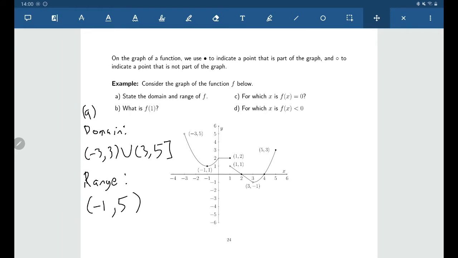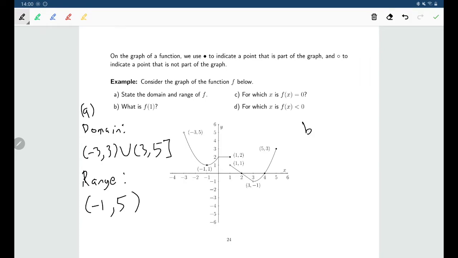Now, for part B, what is f of 1? And for B, f of 1, if we're taking a look at our graph, there are two possible things that you could say for what f of 1 is. What is the y value when x is 1?